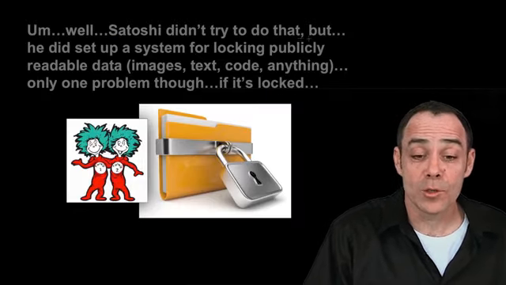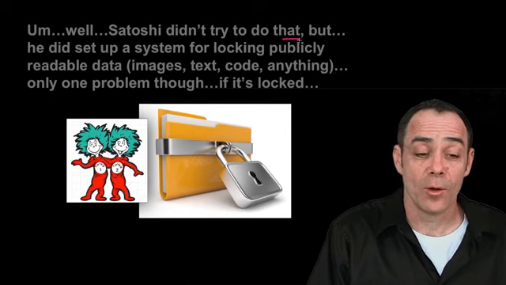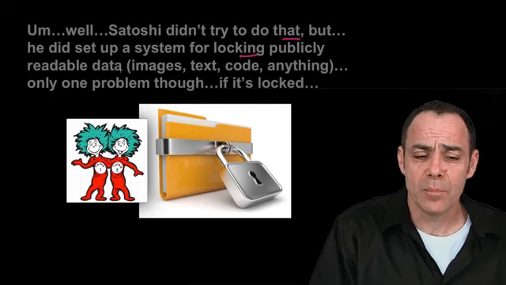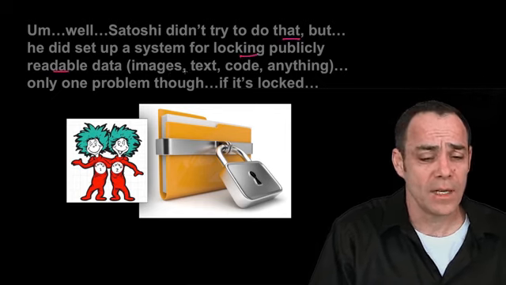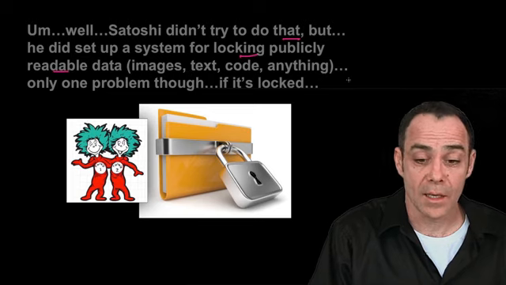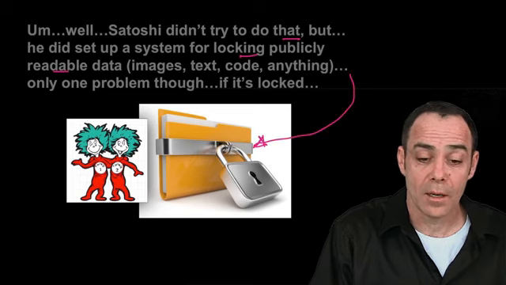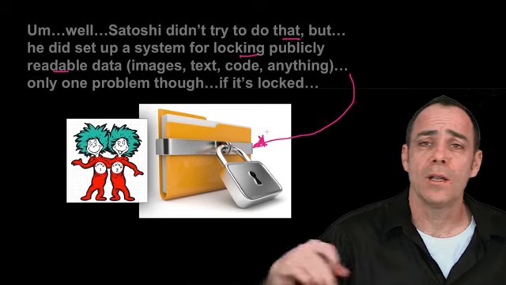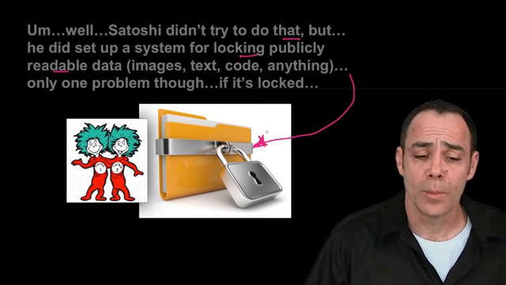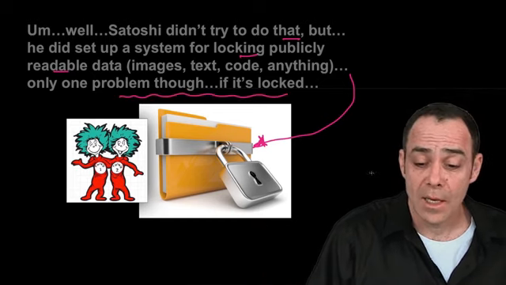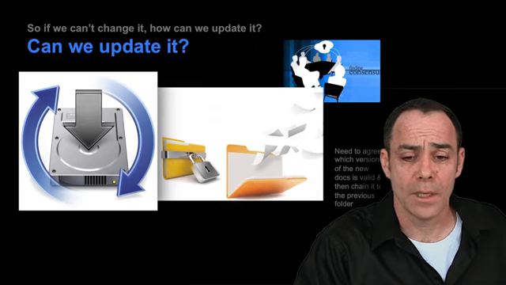Well, Satoshi didn't try to do this. This wasn't his main goal, but he did set up a system for locking publicly readable data, which includes images, text, code, or anything. And anyone can keep a copy of that on their hard drive. It's distributed really well. It's locked really well. It's perfectly readable by anyone, but it does have one problem. If it's locked, well, how can we update it? How can we change it?